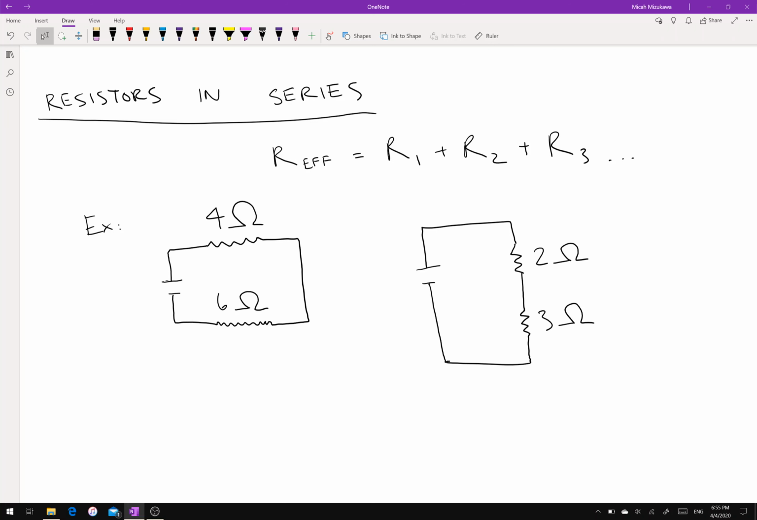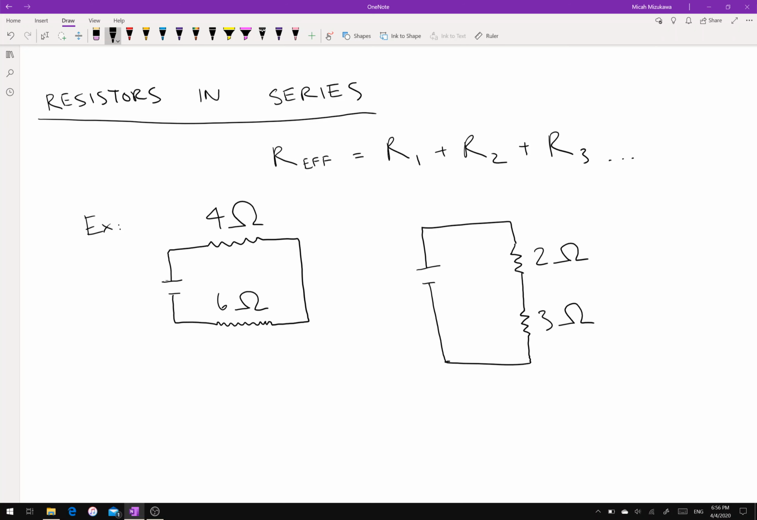The circuit on the left side, you can tell that it is resistors in series because you're going to go from the positive end and follow the flow of electrons, and you're going to go through that 4 ohm resistor, and then as you continue on you're also going to go through the 6 ohm resistor. So resistors in series is when electrons have to go through one resistor after another.